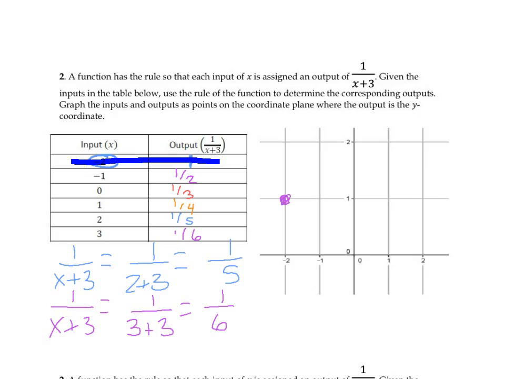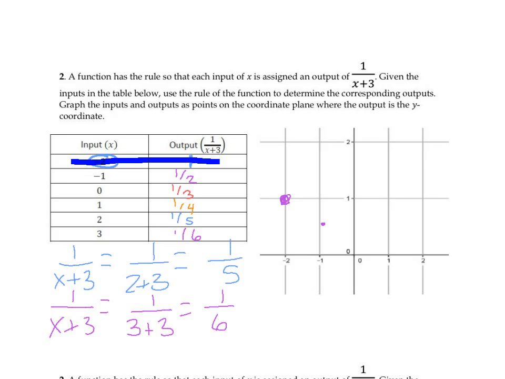Then we have to graph our next coordinate, which is -1, 1/2. So we're going to go -1 and up a half as accurately as we can on this graph. Our next coordinate is 0, 1 over 3. So we're going to graph 0, 1/3, which would be around here on the graph. We're going to be as accurate as possible.